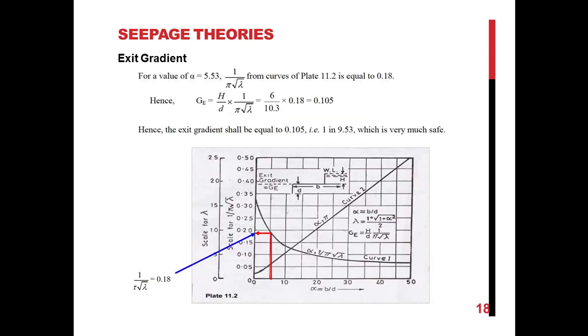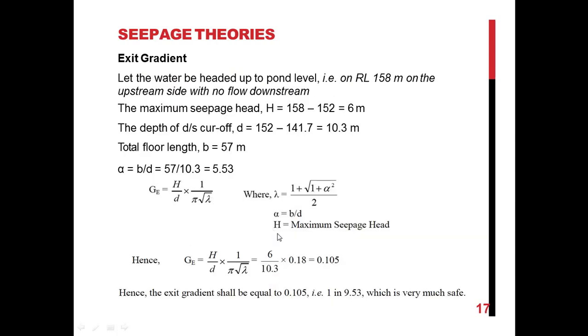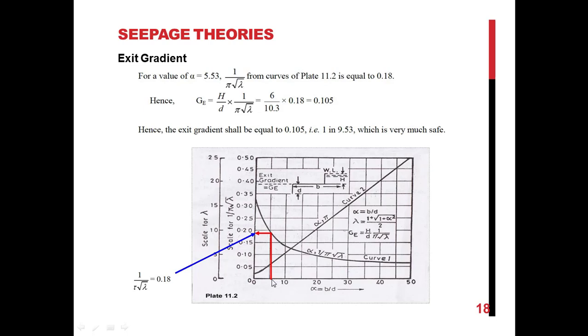Also, you can find the value of 1 over pi under the root lambda by using the value of alpha. So alpha is equal to 5.53, and this point is equal to 5.53, and this is the curve of 1 over pi under the root lambda. Clear? So joining this point to this curve, we will get the value of 1 over pi under the root lambda equal to 0.18. So simply putting this value in the above equation, GE equation, we will get the value of GE. And this is the end of today's lecture.